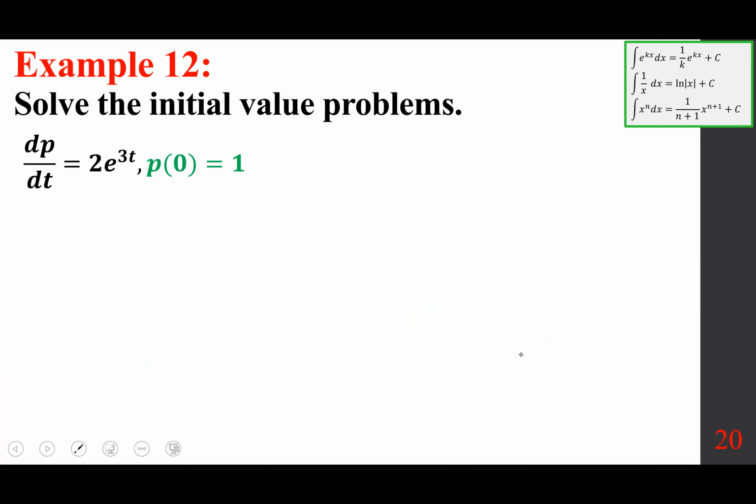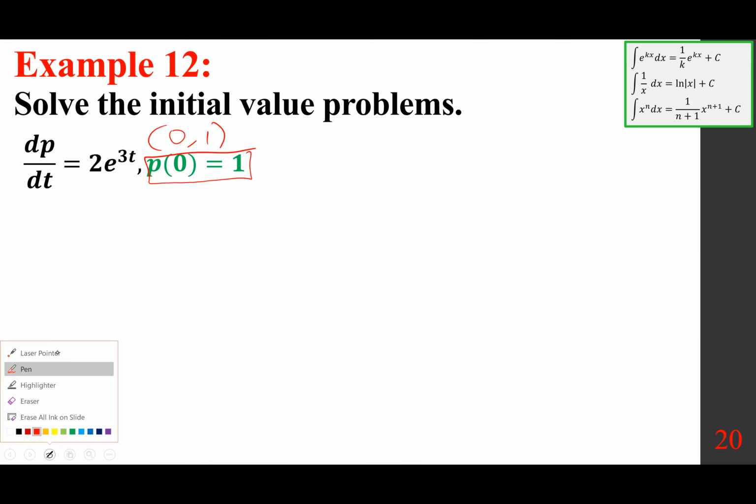All right, so the initial value problem. In this case, in short, we are given the same integration, anti-differentiation, but they have added a pair. So this means zero comma 1. So it's called an initial value problem because now with the help of that, we can find the constant.